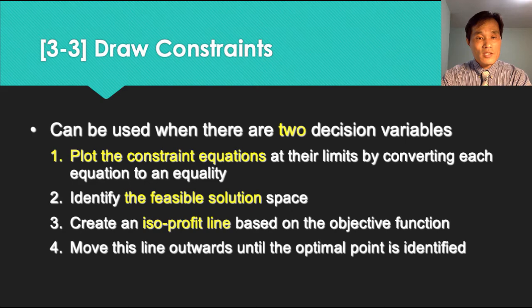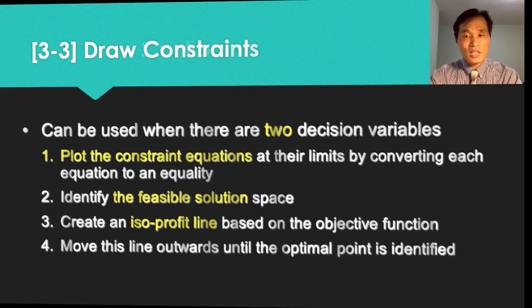First, when you have these two decision variables, plot the constraint equations at their limits by converting each equation to an equality. The second thing that you need to do is to identify the feasible solution space. The third thing is to create an isoprofit line based on the objective function. And the last step is to move this line outwards until the optimal point is identified. And let's practice this together now.